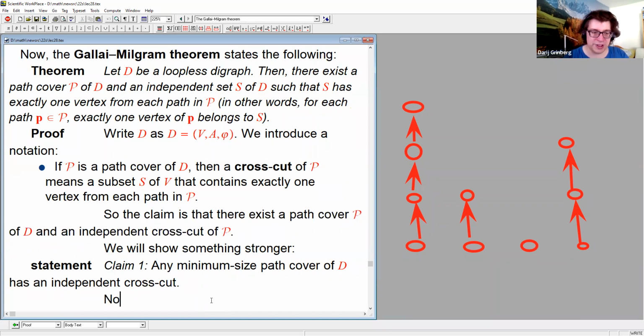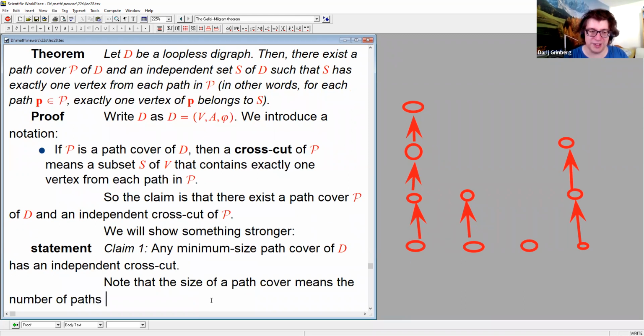So note that the size of a path cover means the number of paths in it. So minimum size means as few paths as possible. So for example, if there is a Hamiltonian path, then you just take that. You should not be sloppy and cut paths unnecessarily. Of course, if you have a Hamiltonian path, then this is obvious. You just pick a random vertex and that will be an independent set. The theorem is interesting when you have two or more paths in the path cover.